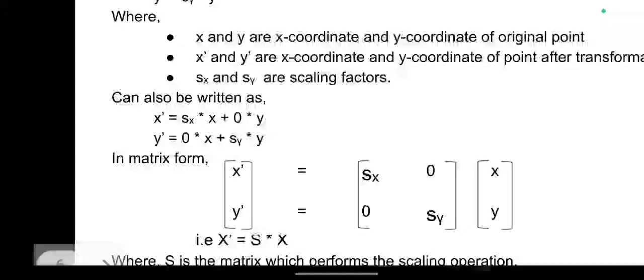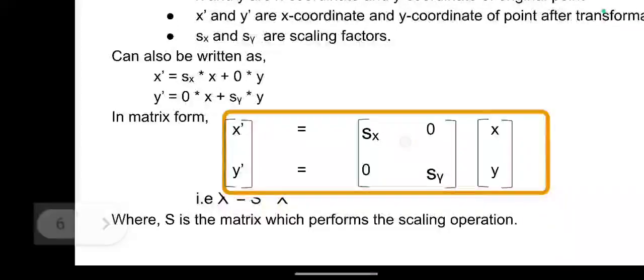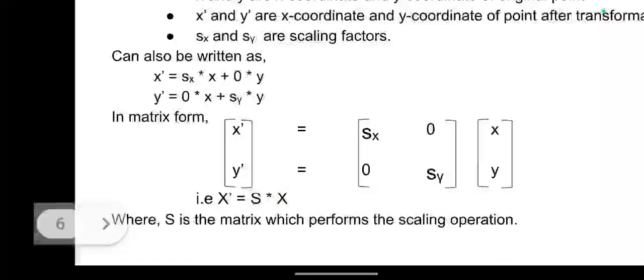Again, the rewritten equations can be represented in matrix form as follows. Here x dash and y dash, which is a column vector, represents the transformed point. Sx 0 0 Sy represents the scaling matrix, and x and y represents the column vector for the original point. So in matrix form, x dash equals S times x.